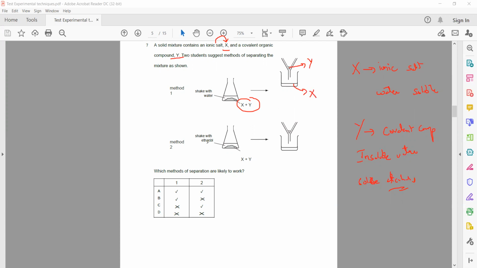But when we mix with ethanol, now Y will dissolve, because Y is a covalent compound, so it mixes with the alcohol. So Y will dissolve and X will not dissolve. So X will be on the filter paper and Y will be the filtrate. So both techniques can be used to separate X from Y. If we use water, then Y will be on the filter paper and X will be the filtrate. If we use ethanol, then Y will be the filtrate and X will be on the filter paper. That's why A is the right answer.